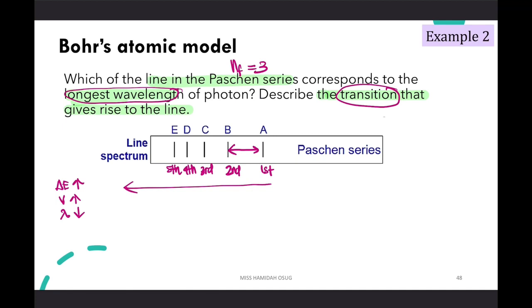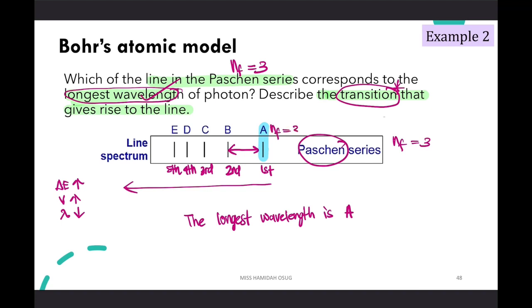So which one will give the longest wavelength? It is line A. Okay, line A will give the longest wavelength of photon. So next, you will ask to describe the transition of line A. So line A n final is equals to 3 sebab dia Paschen series kan. So dia punya n initial adalah sama dengan 4. So dia punya transition adalah the electron drops from n equals to 4 to n equals to 3.